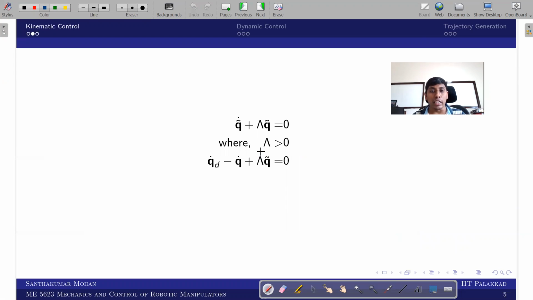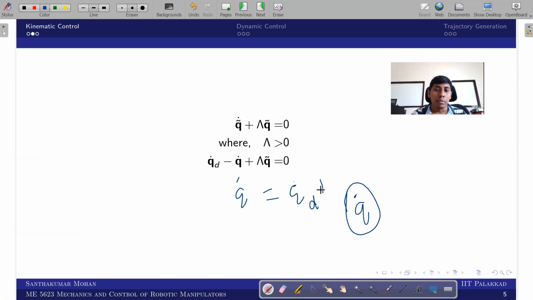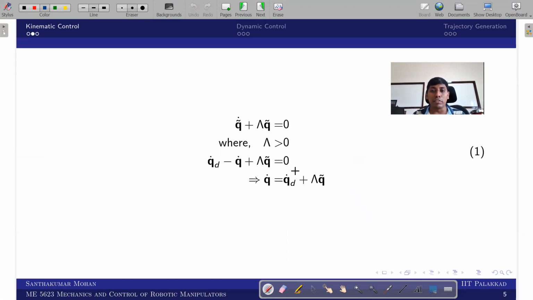Now we will rewrite that. Why? Because I know that q dot is my control input. So now I can rewrite q dot as q desired dot plus gamma q tilde, right? So now we have already achieved what is supposed to be the control activity.